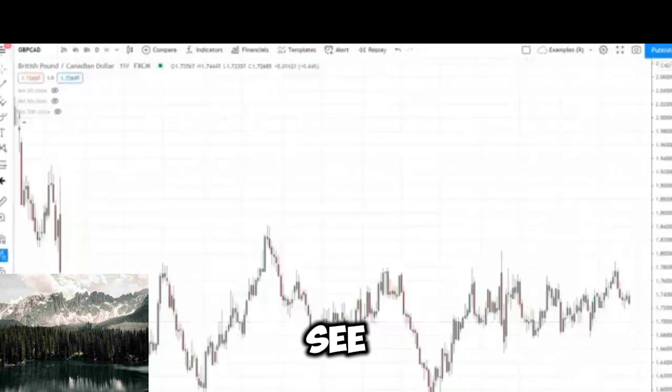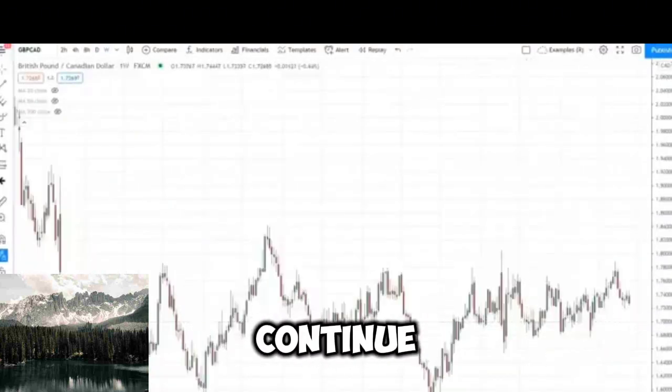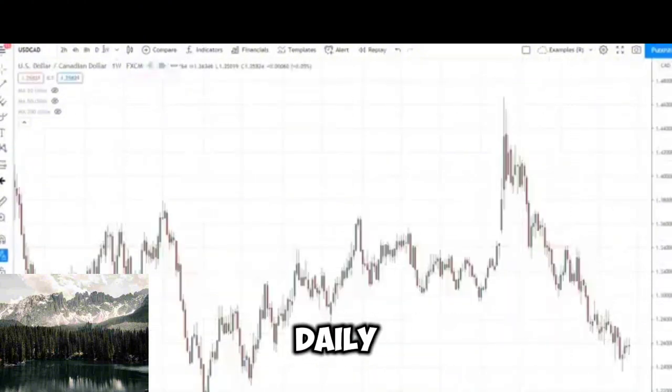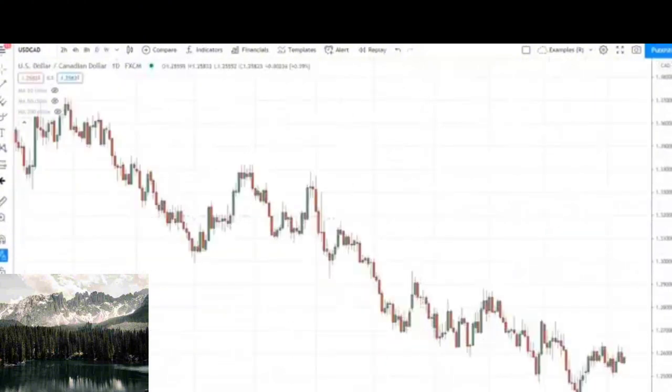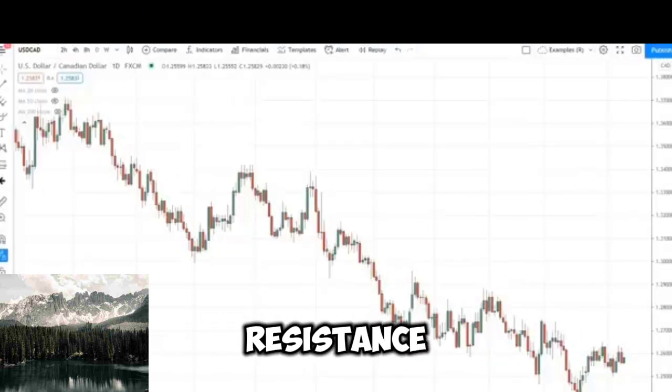Okay, and you can see over here, what is this market condition? And oh yeah, before I continue, dollar against the Canadian, daily time frame. Okay, in this current market structure, what do you want to be doing? Buying or selling? I'm sure you want to look for selling opportunities. That's the path of least resistance.